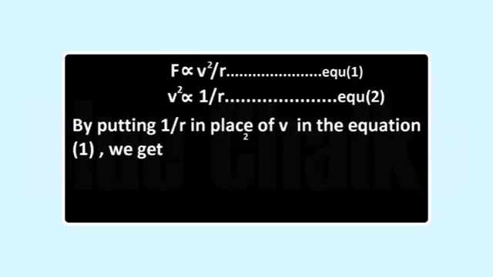By putting 1/r in place of v² in equation 1, we get F is directly proportional to 1/r into 1/r, or F is directly proportional to 1/r². So, the gravitational force between the sun and the planet is inversely proportional to the square of the distance between them. This helped Newton to formulate the law of universal gravitation.